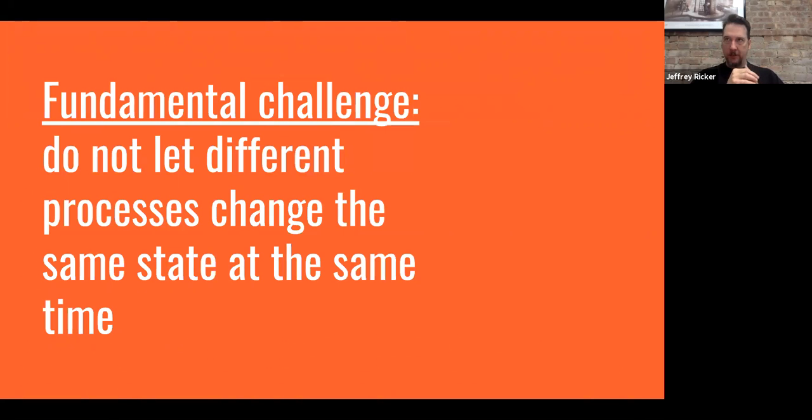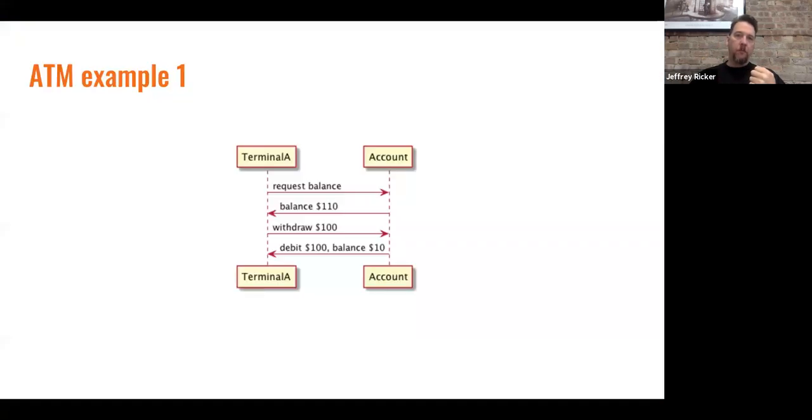But if they were sharing state, we would immediately start running into problems. So use the classic example of the ATM, right? I go to terminal A, I request from my central accounting, what's my balance? It tells me I have $110. I request to withdraw $100, and it debits my account $100, and now the balance is 10, and I get my cash, right? Very straightforward, what you do all the time.